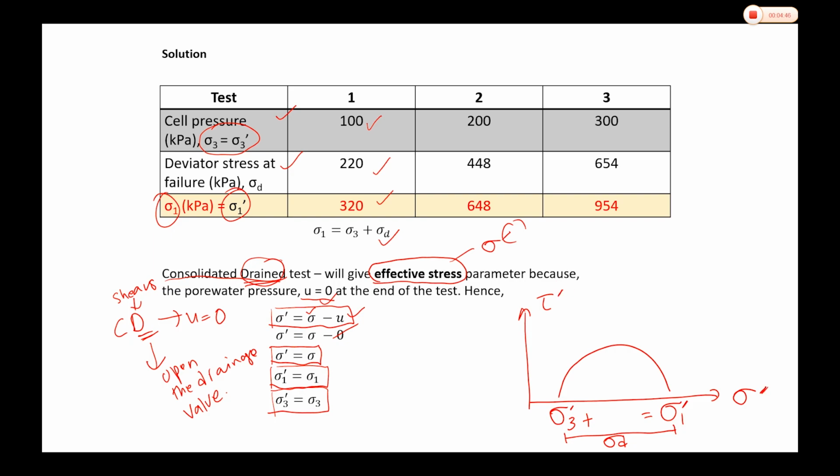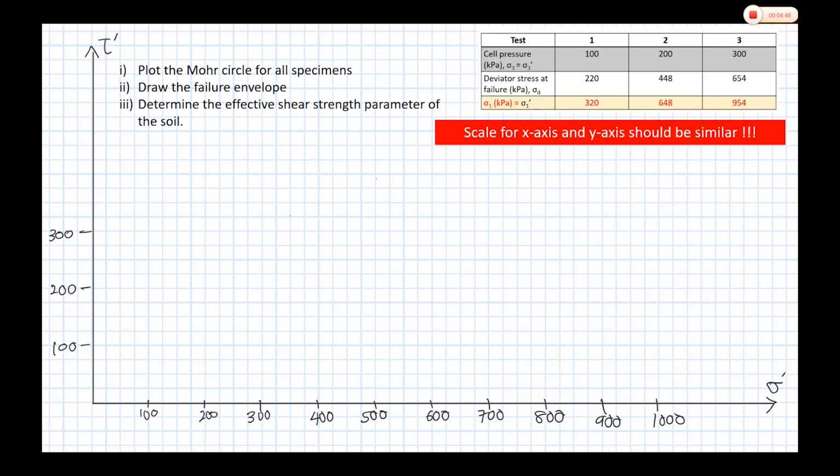So now let's plot the data on the graph paper. Prepare your graph paper. Make sure you have the x-axis here and y-axis here. And make sure that your scale for x and y must be similar. Similar means if you have 100 here, the same goes for Y, you also need to have 100 with the same gap. With the same gap, Y and X.